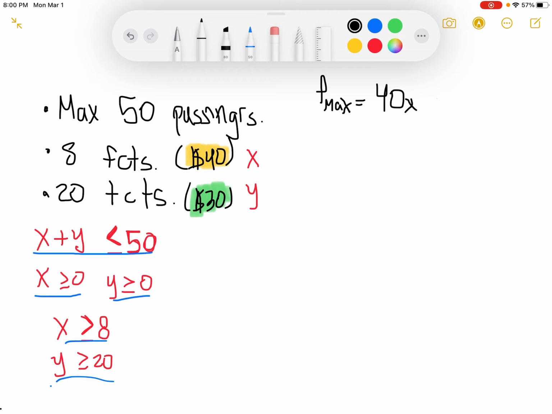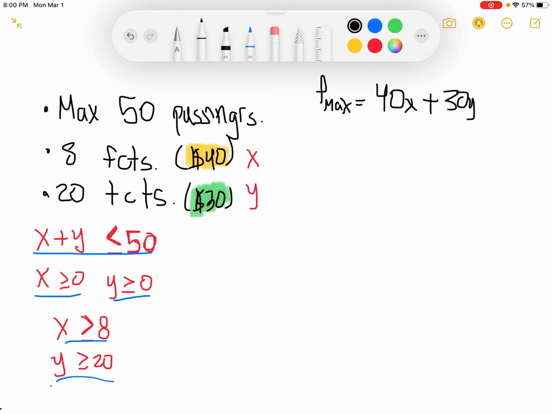So it will multiply 40 by how many tickets they do. We know at least it's going to have to be 8. So 40 times 8 is the minimum profit they would get from the first class tickets. And then we'll have 30y plus 30y, because for each tourist class ticket, there's $30. So there we go. That's what our objective function is. So that's what we have right now.